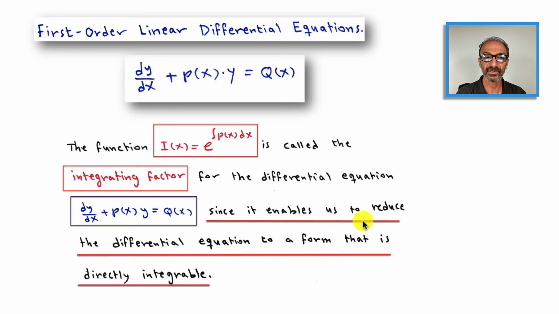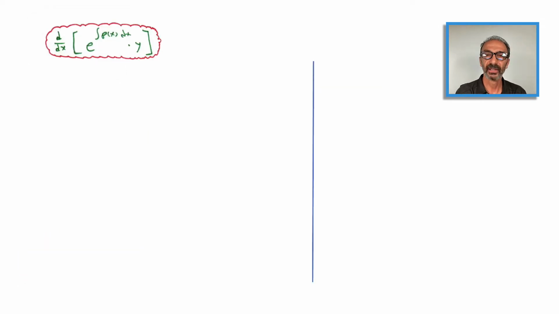It enables us to reduce the differential equation to a form that is directly integrable: the derivative of e to the integral of p of x dx, multiplied by y. This is a product rule. I want to show you where the integrating factor comes from and how it's used and applied.